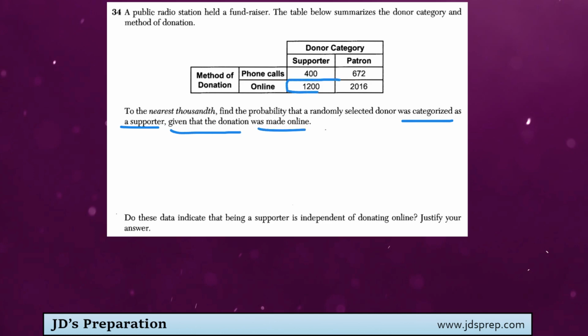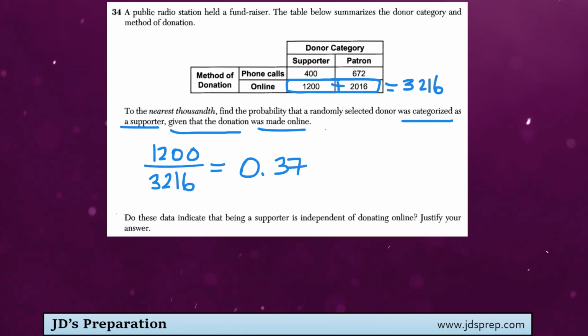So the online donations are these two numbers here, and we can see that 1,200 of them were supporters. So 1,200 out of the total number of online donations will get us our probability. By adding those two, we get 3,216. So the probability that the online donation was from a supporter would be 1,200 over 3,216, which works out to 0.373, rounding to the nearest thousandth.